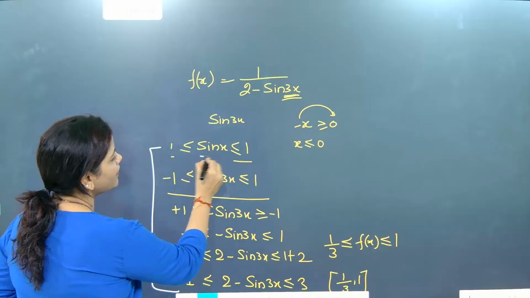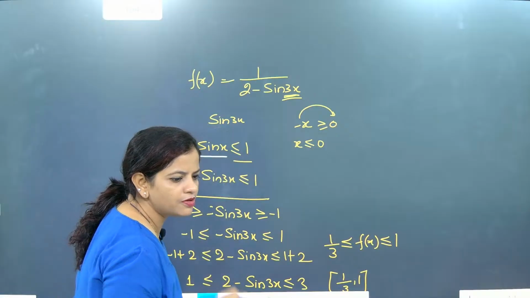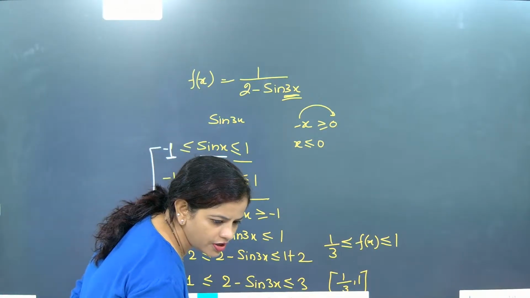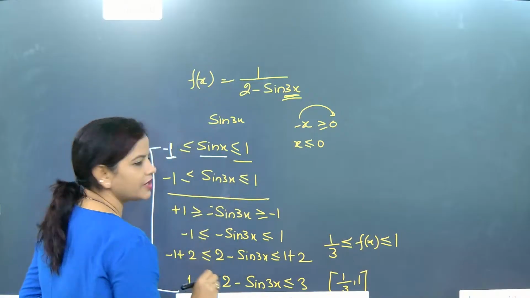Now sin x value lies between -1 to +1. The lower limit is what? -1, and the upper limit is +1. So -1 to 1 it is coming, huh?